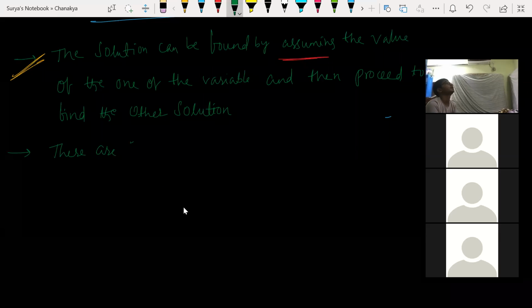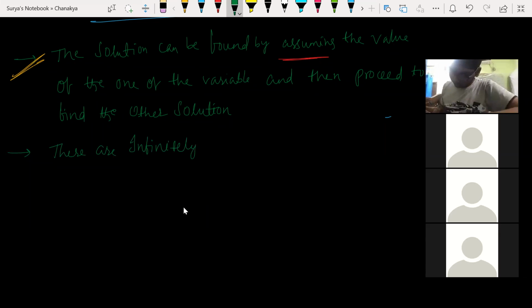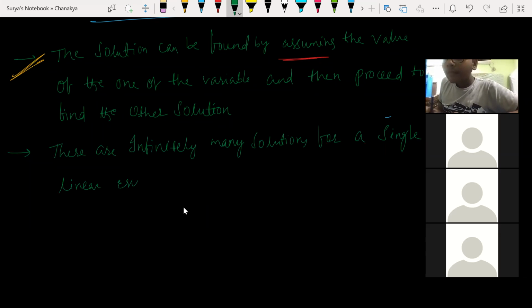There are infinitely many solutions for a single linear equation in two variables.